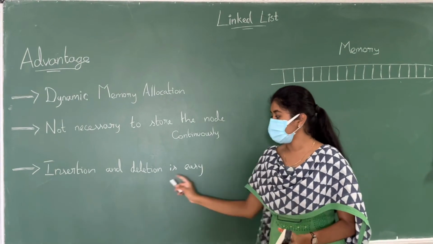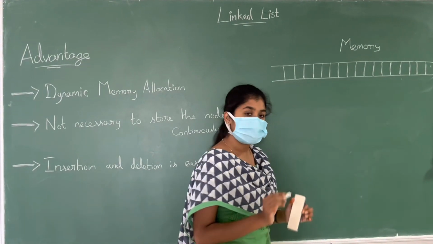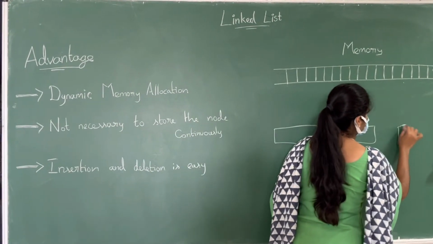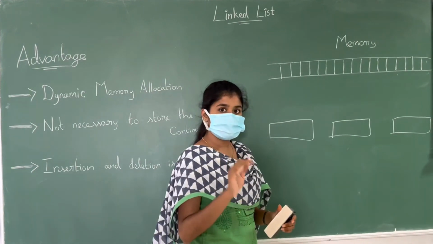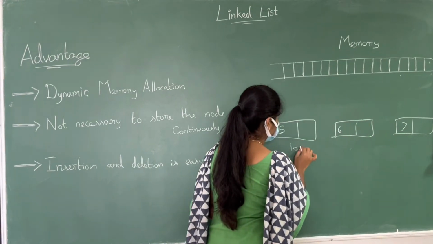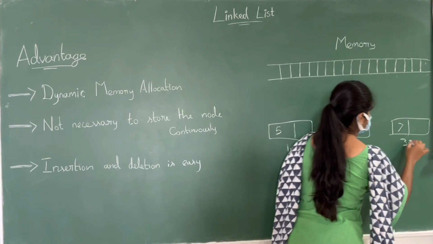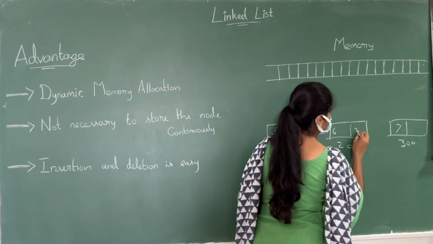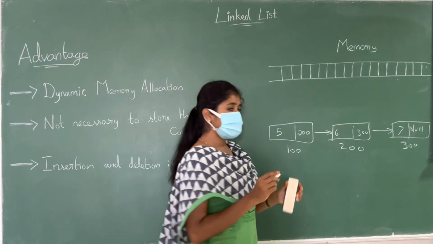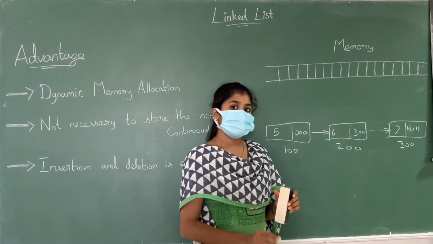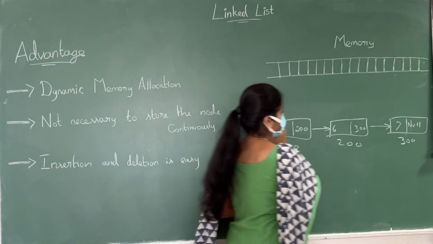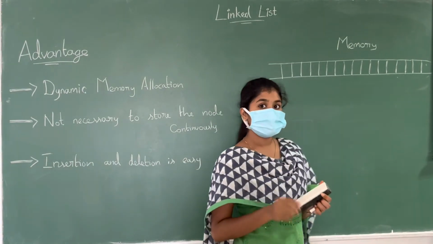Then third is that insertion and deletion is easy. Let us see this with an example. There are totally 3 nodes with the elements 5, 6, 7. These are the addresses, 300 and 9. Now we want to delete the element 6. Let us see what will happen in an array and also what will happen in a linked list. Only by comparing can we get a better understanding.